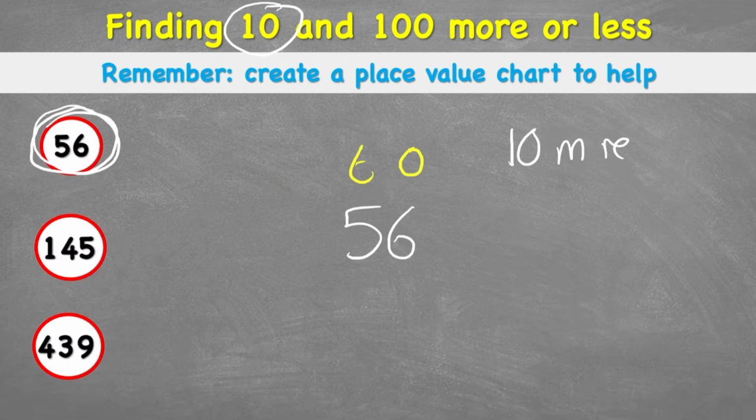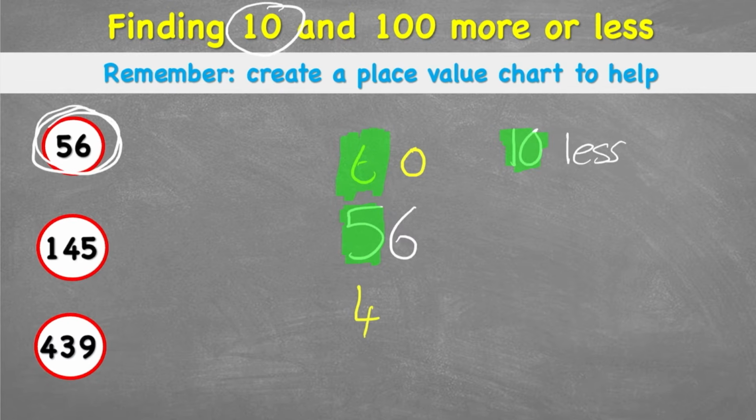Let's do not 10 more, but let's do 10 less, and let's see what happens. So again, which one do we need to look at? Well, we're going to be looking at our 10s. And at the moment, I have a 5 in the 10s, so I have 5 10s. If I want to have 10 less, I'm going to get rid of one of these 10s and put it down to a 4.